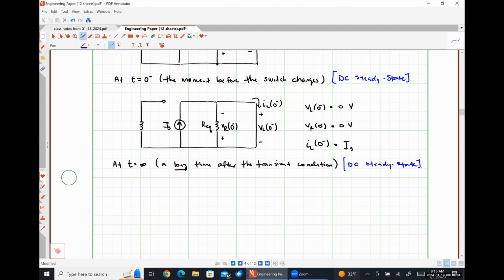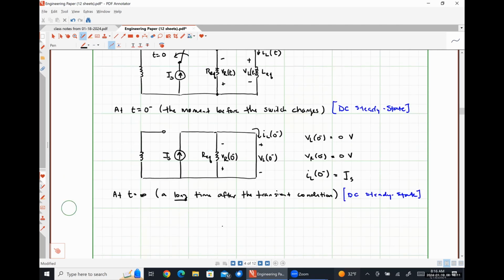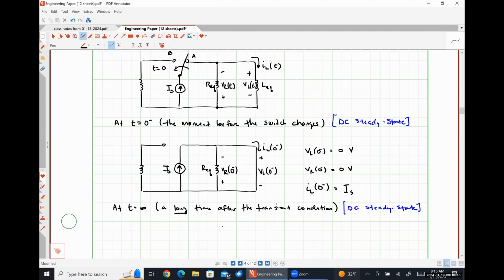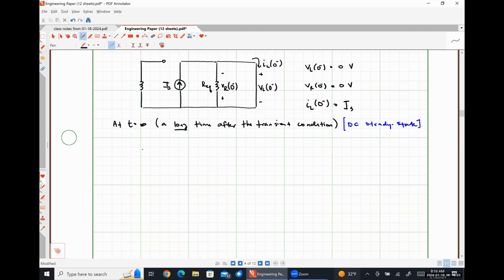condition, okay? So at t equals infinity, or a very long time into the future, our switch is going to be closed at position B, and because we're at DC steady state, our inductor is going to look like a short circuit. So here's that resistor on the left. My current source is connected to that resistor now. And then terminal A is effectively open circuited.